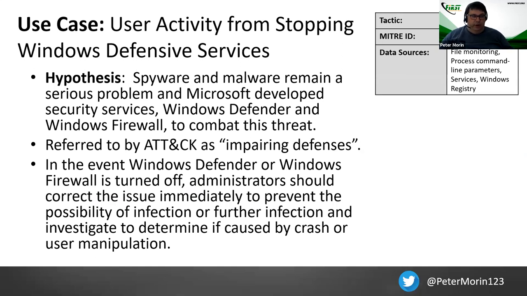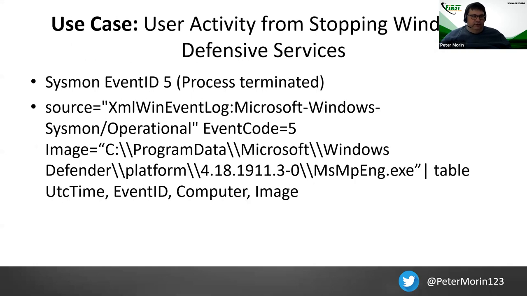Here's another really fun one. This one is referred to by ATT&CK as impairing defenses. This is basically being able to disable things like Windows Defender and the Windows Firewall to bring down the defenses of the victim. In the event Windows Defender or Windows Firewall is turned off, administrators should correct the issue immediately to prevent possible infection, right? So for example, I look at event code 5, which is process terminated, and then I search for C:\ProgramData\Microsoft\Windows Defender\Platform, msmpeng.exe. If I see that, it's pretty bad.